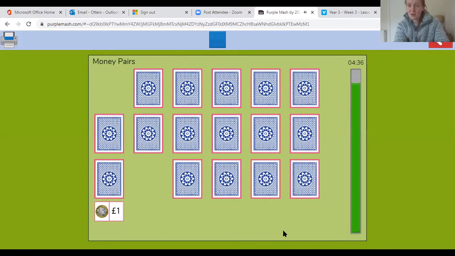Do it until you found all of them. You can see the timer is going very, very quickly down there. See if you can manage to find all the pairs before the time runs out. Let me know if you do. So pause me now, log into Purple Mash, do your Money Pairs game, and then come back to start today's full lesson. See you in a bit.